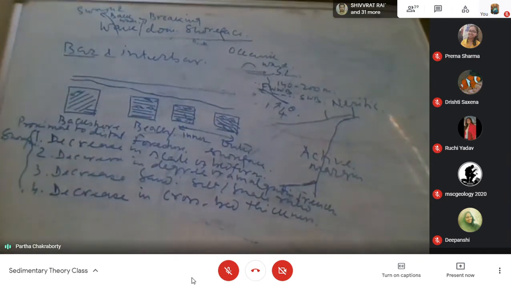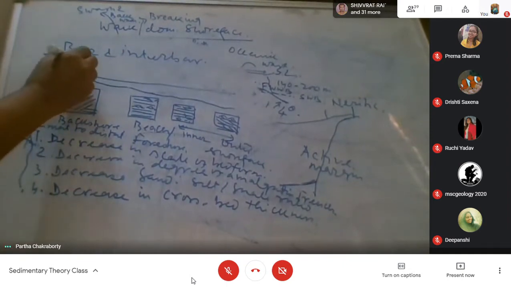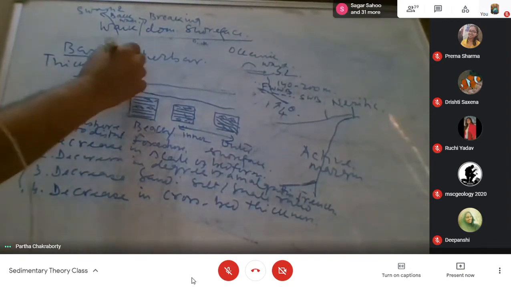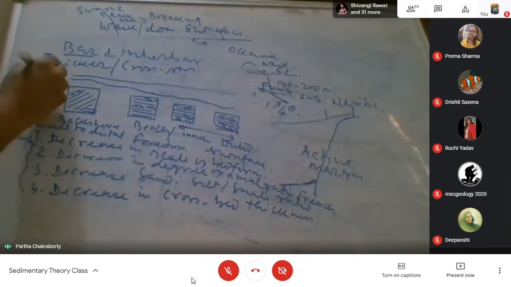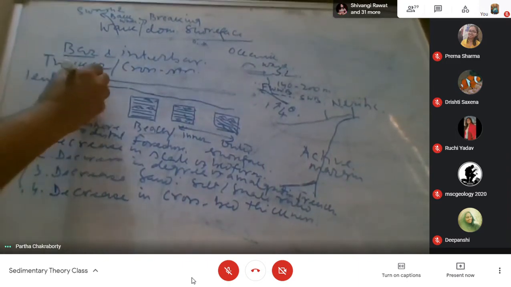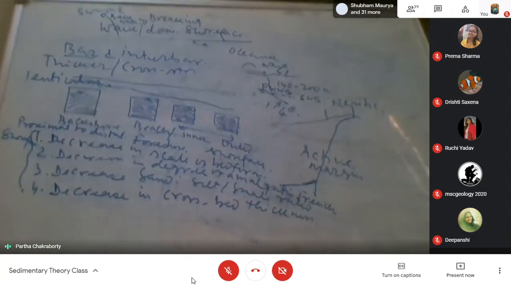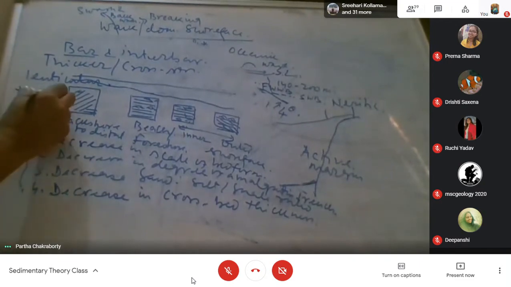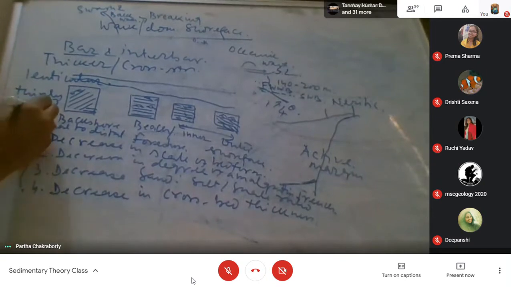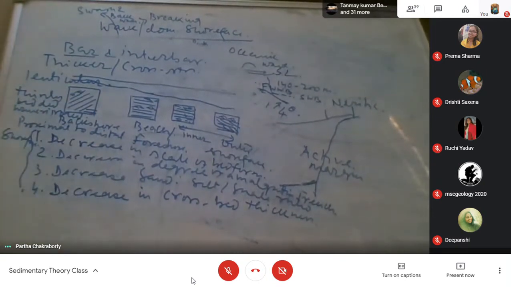What will be the character of the bar? The bars are thicker sandstone, thicker, cross-stratified, lenticular in geometry. Okay? And interbar, they are thinly bedded, wave rippled. Let me draw.